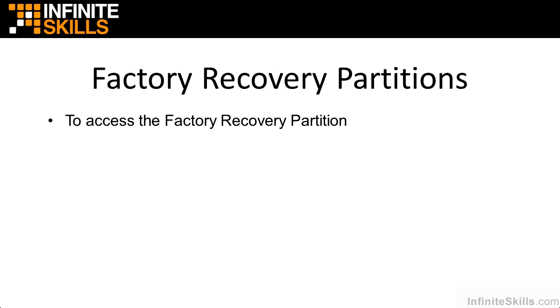Now, to access the factory recovery partition, there are really two ways. The first way is your computer may be set up so that every time you boot it up, you see a little boot menu that says start Windows 7 or whatever, and then there'll be another option, restore your PC to the way it was when you purchased it, or something like that. If you see that, then it's very easy to get into that factory recovery partition. If you don't see that option, then here's the way you're going to do it.